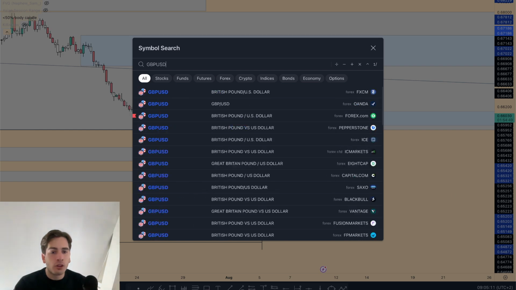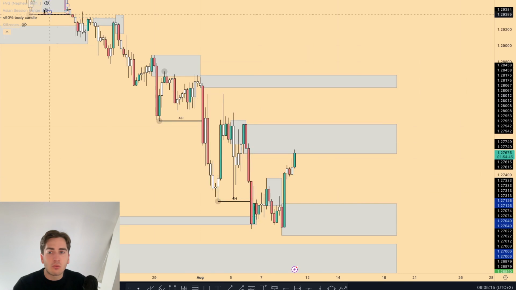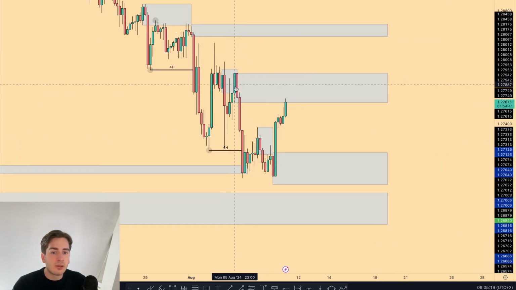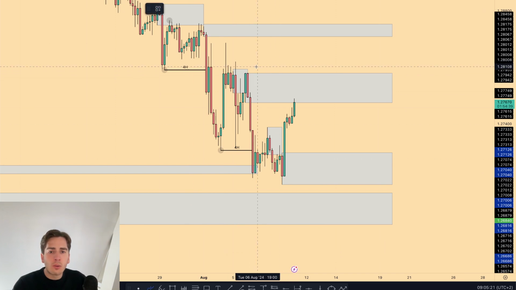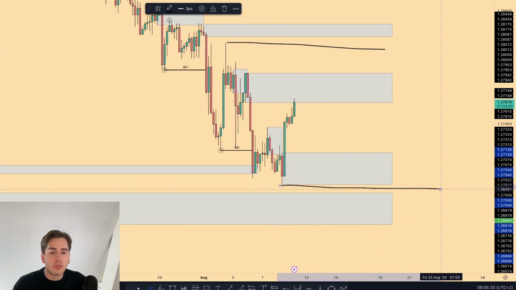Going into pound dollar, so GBP USD, what are we seeing over there? GBP USD has now reached an area of supply. So there are potential shorts on the card from this area of supply over here. 4 hour is still bearish, all the way from, what is it? This high over here into this low over here.